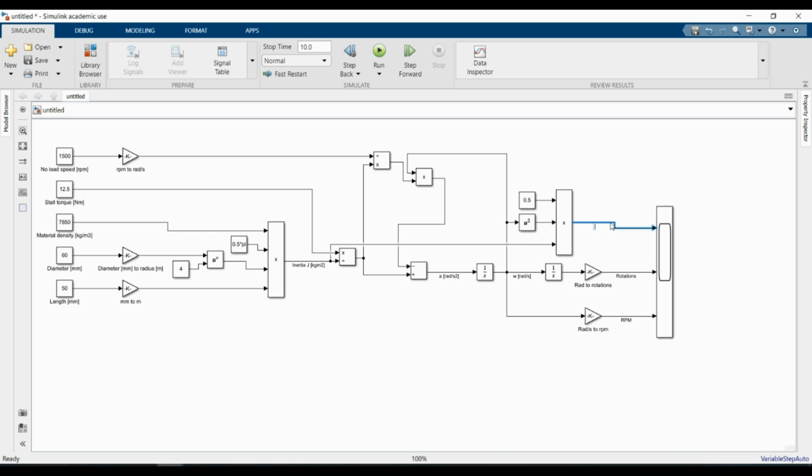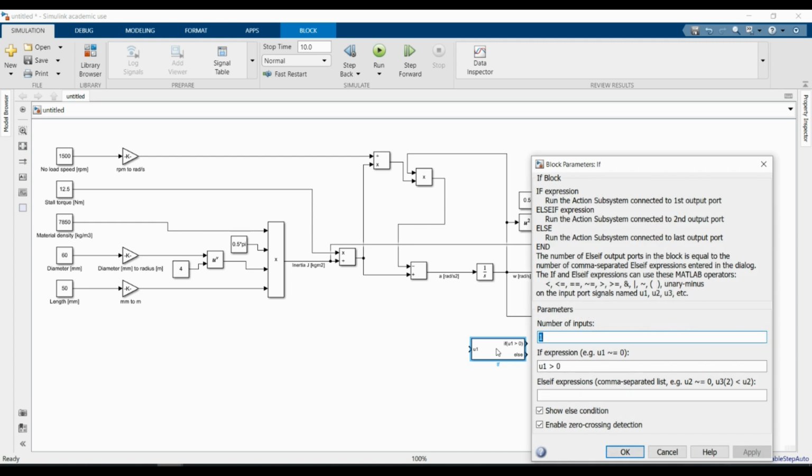There is one last thing we can add to make reviewing the results more user-friendly. We are only interested in the speed and kinetic energy at a half rotation, so if the simulation automatically stops after a half rotation, we can just evaluate the results at the time the simulation has stopped. We can do this with a stop simulation block in combination with an if block.